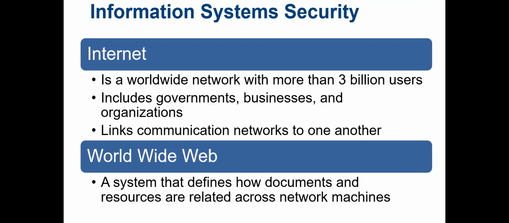So today the internet is a worldwide network that has over 3 billion users in it. And it includes almost every government, business, and organization that we have on Earth today. However, having that many users on the same network wouldn't solely have been enough to make the internet a game-changing innovation. These users needed some type of mechanisms to link documents and resources across computers. In other words, a user on computer A needed an easy way to open a document on computer B. This need gave rise to a system that defines how documents and resources are related across network machines. The name of this system that we need is called the World Wide Web.